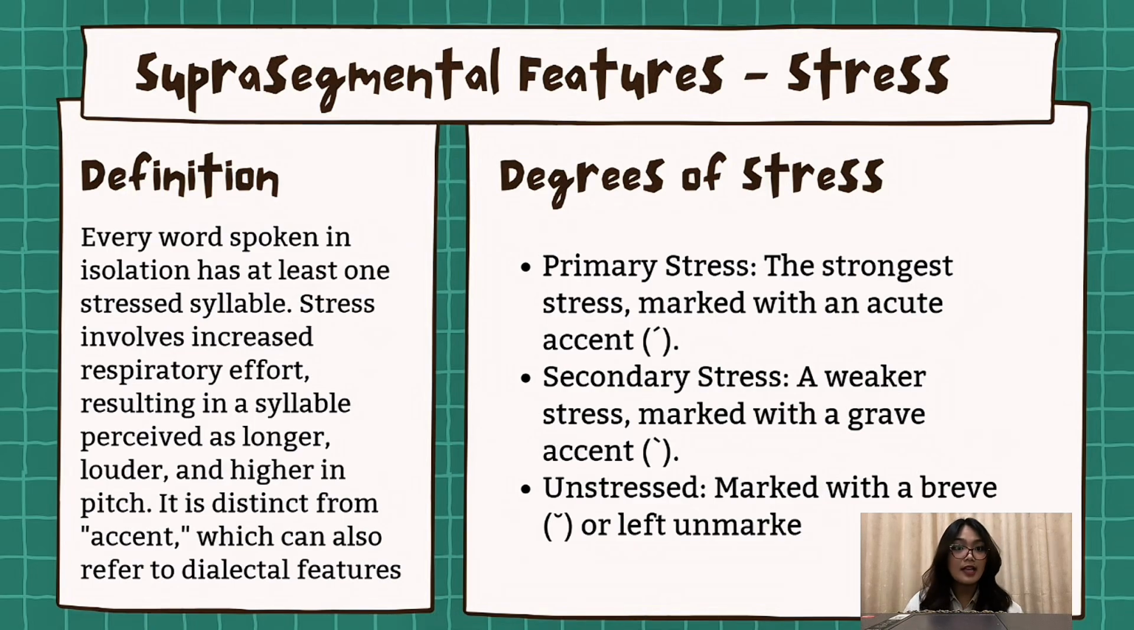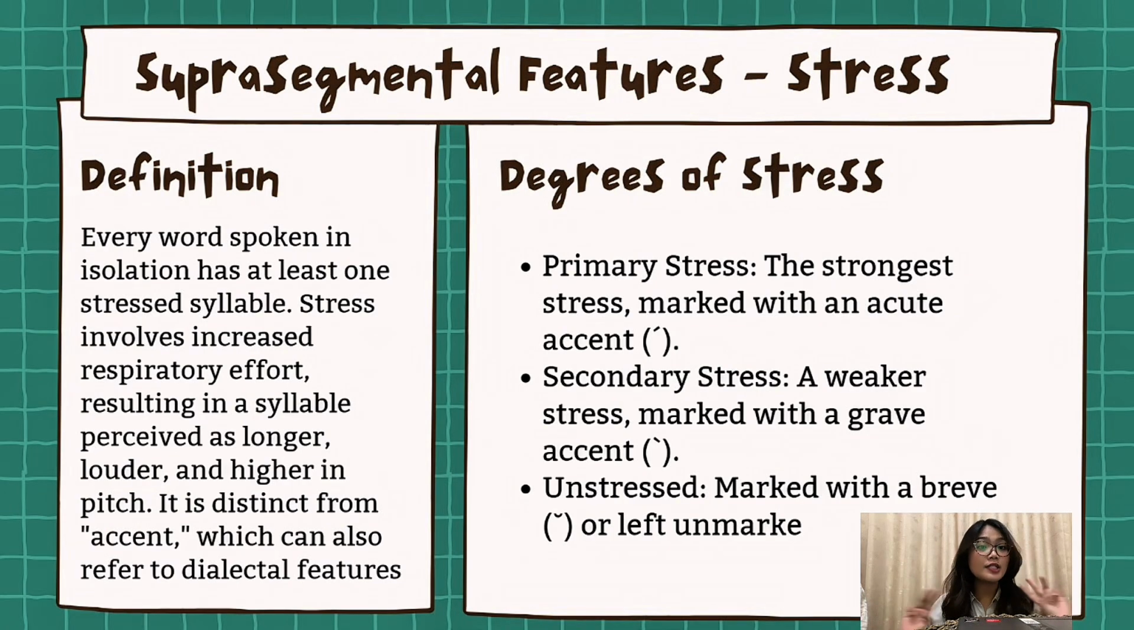So what is stress actually? Basically every word spoken in isolation has at least one stressed syllable. Stress involves increased respiratory effort, resulting in a syllable perceived as longer, louder, and higher in pitch, and it is distinct from accent, which can also refer to dialectal features.